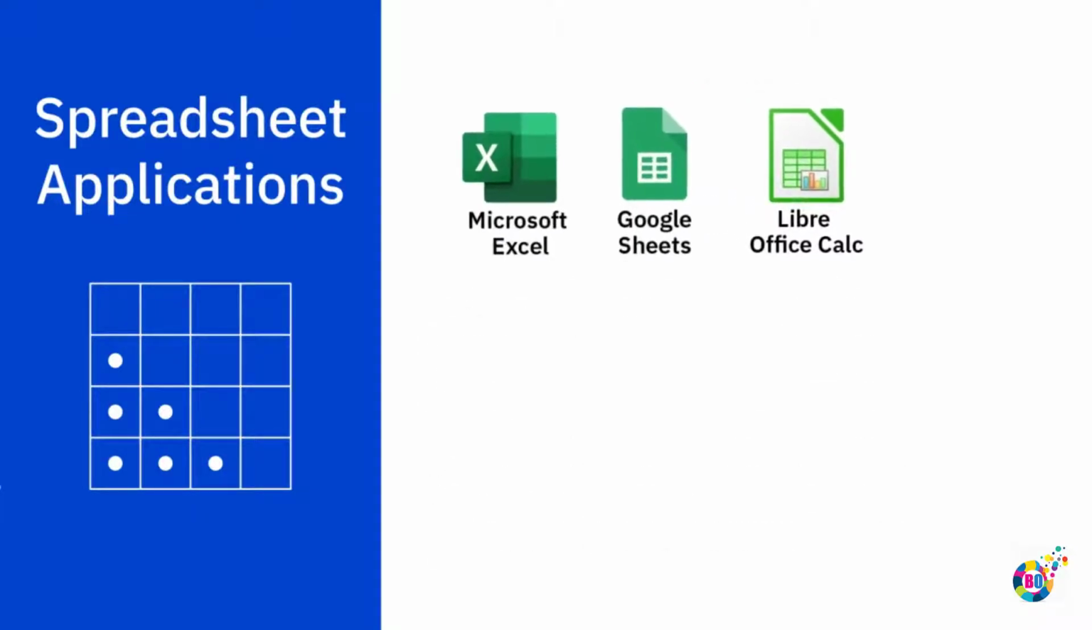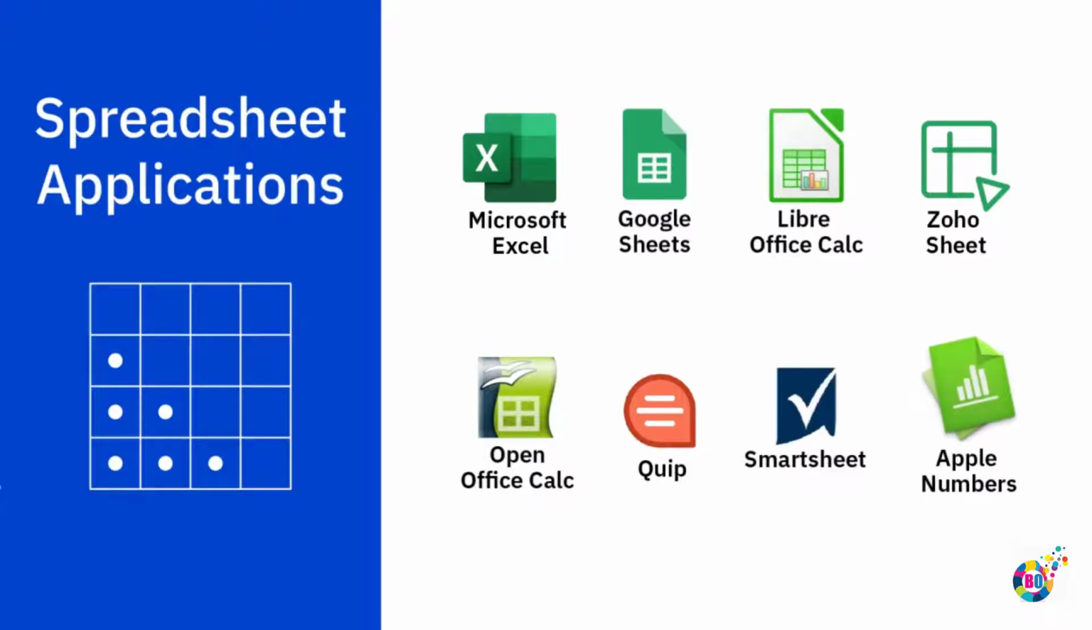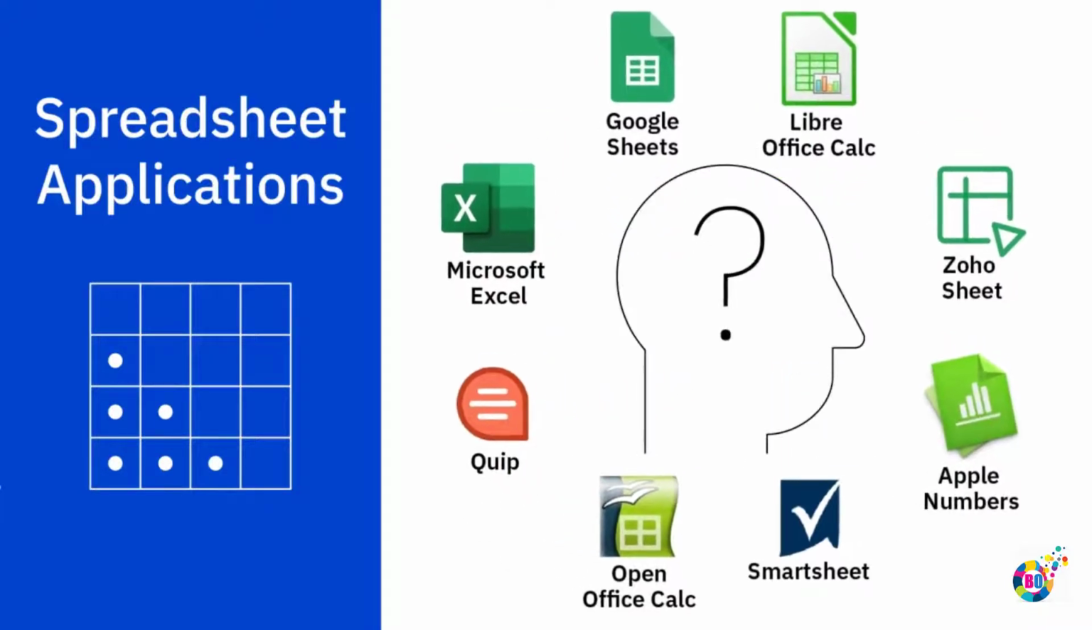Other spreadsheet apps include Zoho Sheet, a fully featured web-based application that is comparable with Google Sheets, OpenOffice Calc, Quip from Salesforce, Smartsheet, which is predominantly for project management, and Apple Numbers, which is included with Apple devices such as Mac computers and is also available on the App Store for other Apple devices. So, there are many spreadsheet application options open to you, from fully featured to basic, from cloud-based to desktop apps, from paid for to free versions. It's up to you to decide which one best fits your needs and your budget.